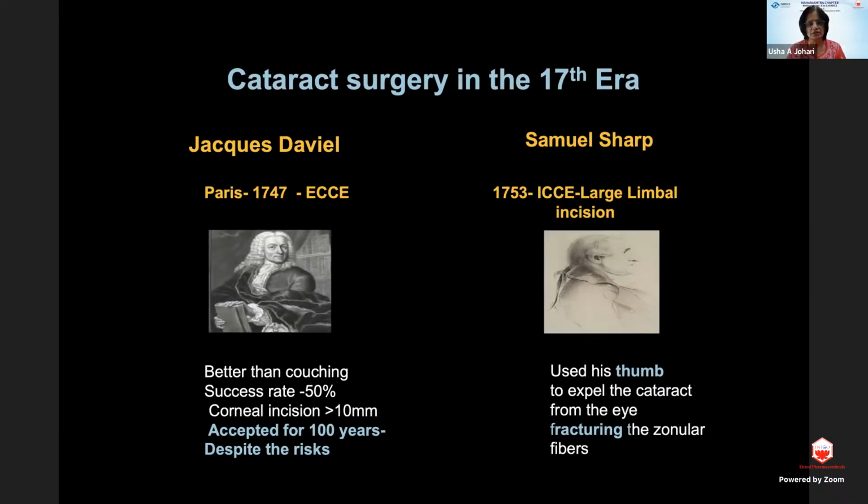So cataract surgery in the 17th century was done by a Paris surgeon who did an extracapsular extraction, none other than Jacques Daviel. This was definitely better than couching, with a success rate of 50%, where the corneal incision was large, say 10 millimeters. Surprisingly, this surgery was accepted for almost 100 years in spite of the risks. And then came Samuel Sharp in 1753, who did an intracapsular extraction with a large incision. He used his thumb to expel the cataract by fracturing the zonular fibers.